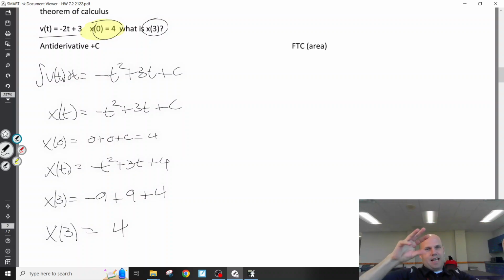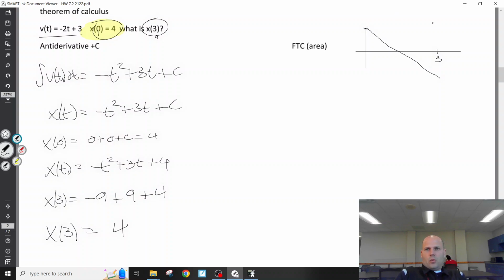It's not lame. It's fun, okay? Now, watch another way to do this. My velocity from the 0 second to the 3rd second looks like this.